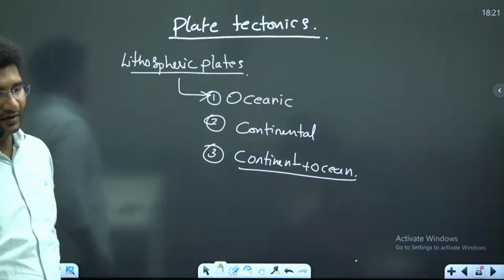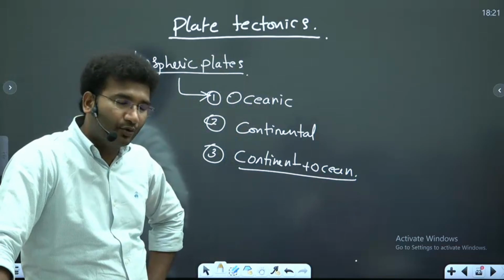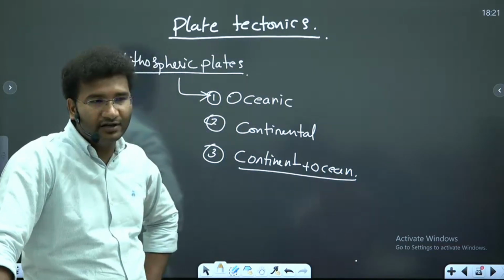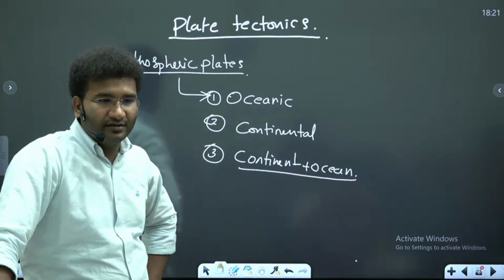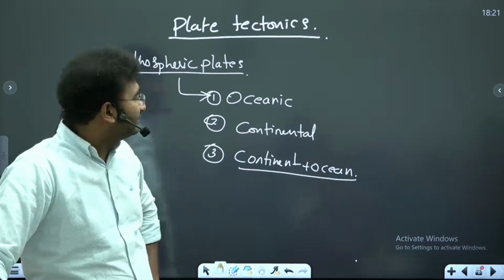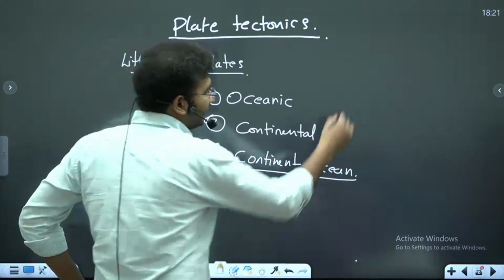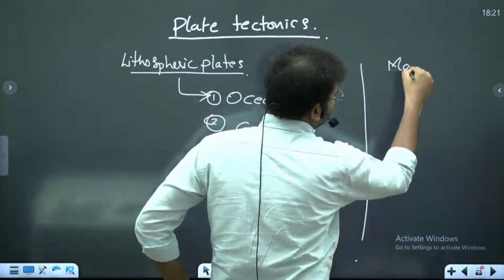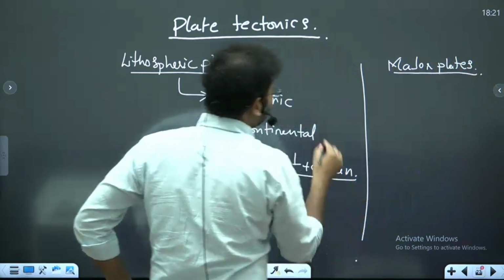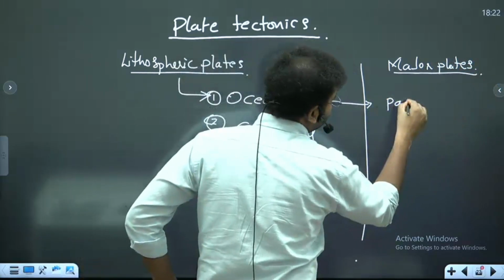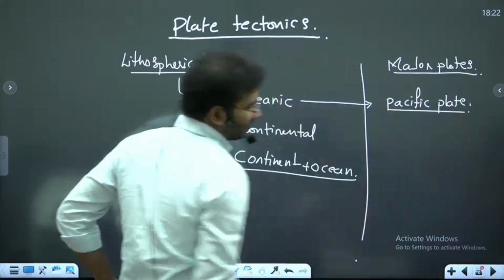Right? Now the interactions of the plates can be of different types. It can be ocean-ocean interaction, it can be continent-continent interaction, it can be ocean-continent interaction. Right? These are three different types of plates. Now, what are the major plates and what are the minor plates? See here. Major plates. Oceanic major plate, it is the Pacific plate.